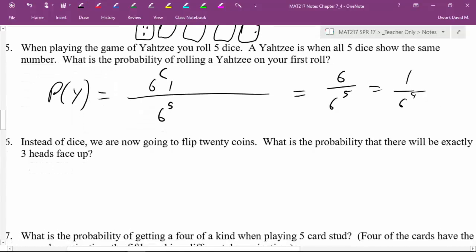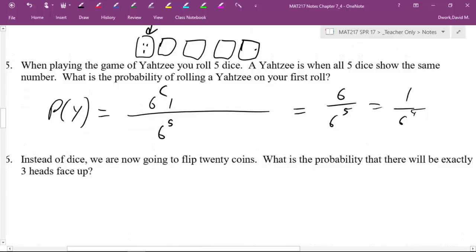Let's do one more. So instead of dice, we're now going to flip 20 coins. What's the probability that there will be exactly 3 of them with heads? All right, so give it a shot. Very similar to the dice. So give it a try, and let's see how you do.